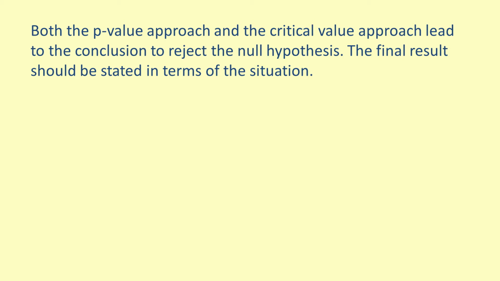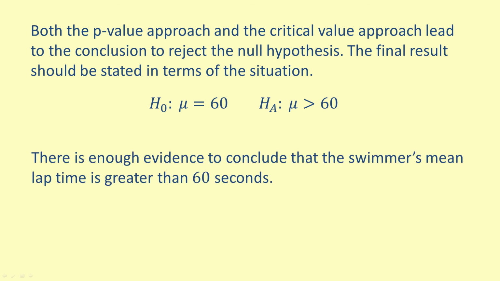Now we need to state that conclusion in the terms of the original situation. The null hypothesis is that the swimmer's mean lap time is 60 seconds, and the alternative is that the swimmer's mean lap time is greater than 60 seconds. Since we rejected the null hypothesis, we conclude that the coach's data provides enough evidence to support the alternative hypothesis. Therefore, we conclude that the swimmer's mean lap time is greater than 60 seconds.